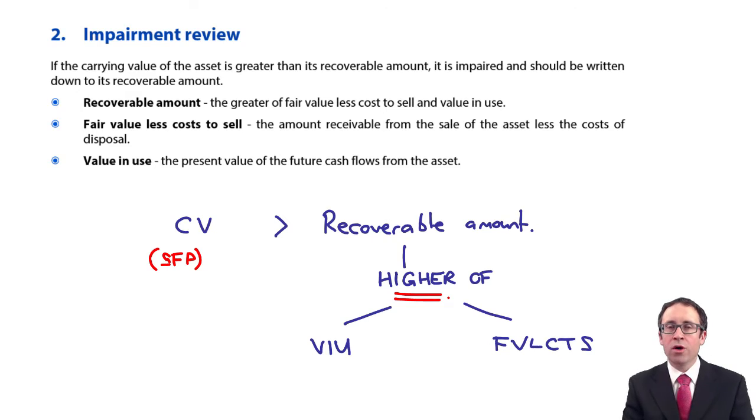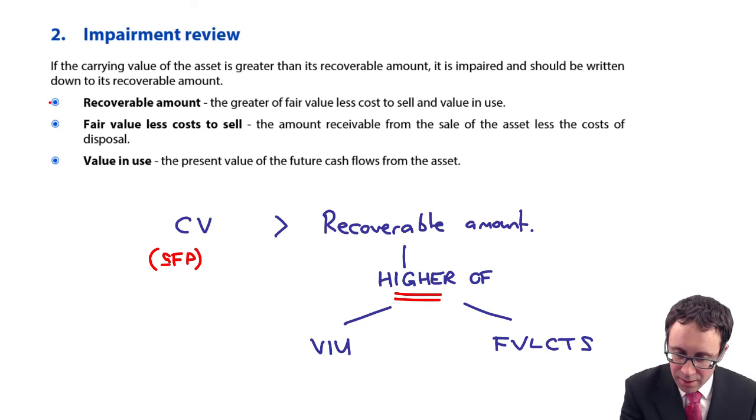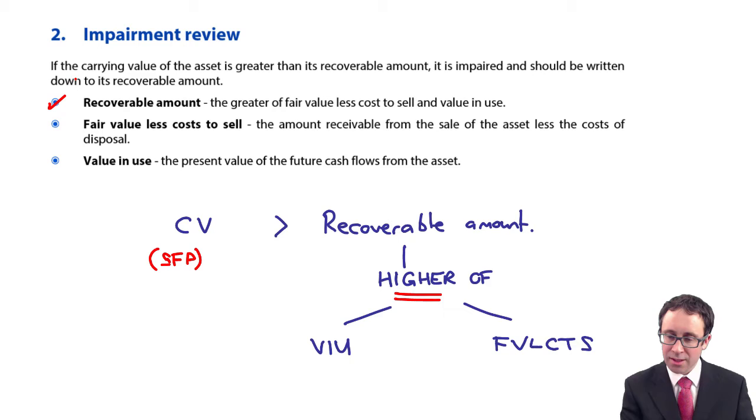Once you've got that recoverable amount, if the carrying value is greater than that recoverable amount, then the asset is impaired. We will reduce the carrying value down to that recoverable amount, and then we will depreciate that asset over its remaining useful life. Okay, just bits and pieces to add in. I think we've spoken already about what the recoverable amount is. Fair value less cost to sell, we know what that is.